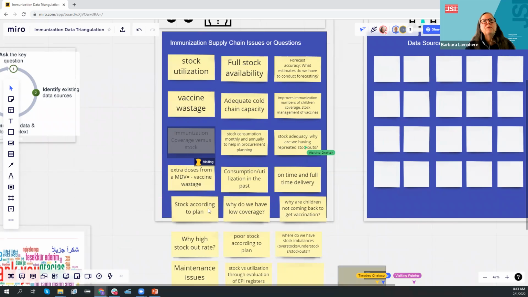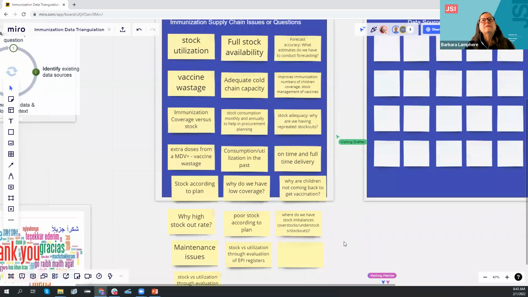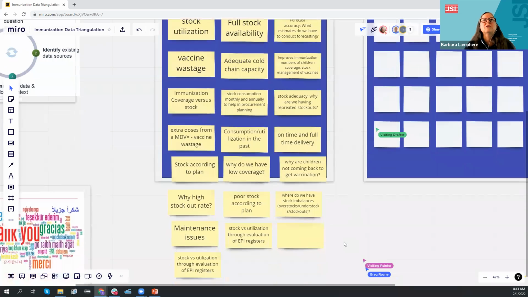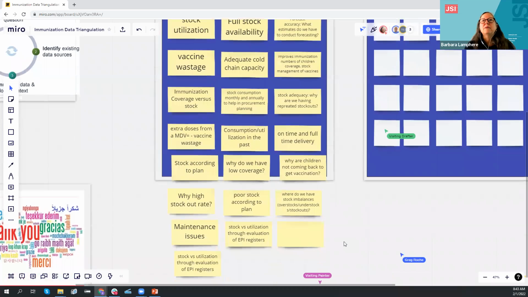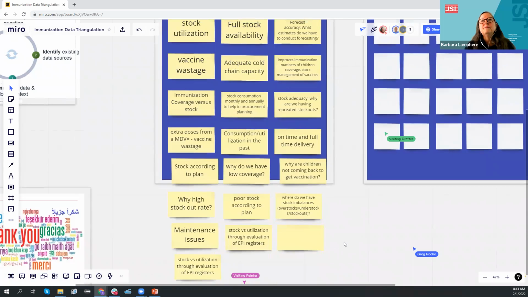And last week, that was really one of the questions that was asked in the Mozambique situation, right? Are stockouts the cause of low coverage, right? So that was one of the things that they were looking at particularly.